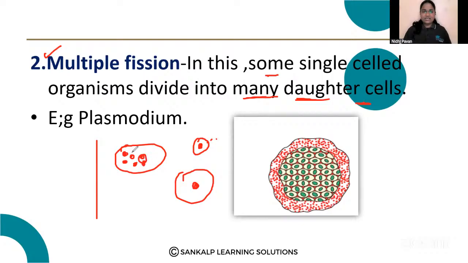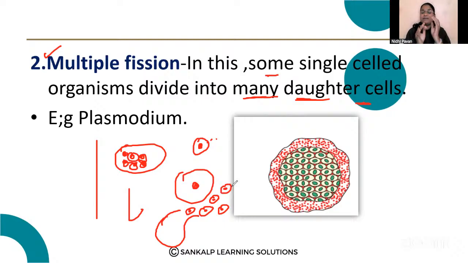It divides into many nuclei like this. When favorable conditions are met, conditions suitable for it, this will burst. This will burst and each nucleus will develop into a new organism. That is why, see, multiple means what? Many divisions take place to produce many organisms. So this is called what? Multiple fission.